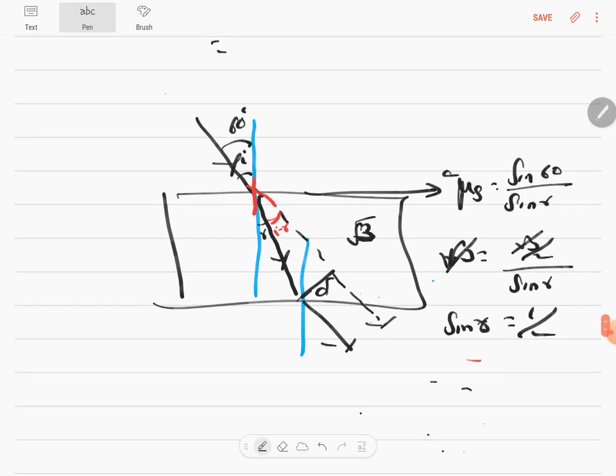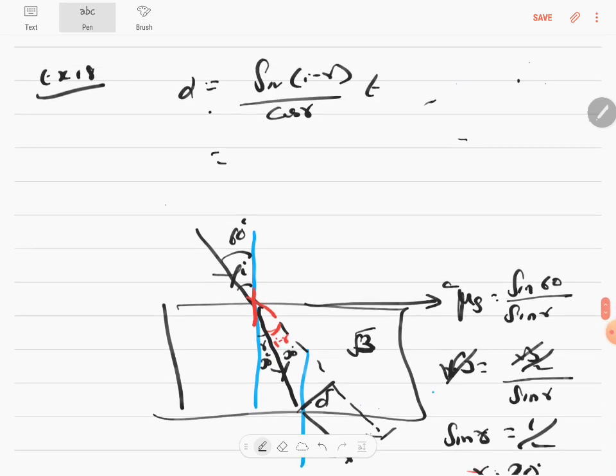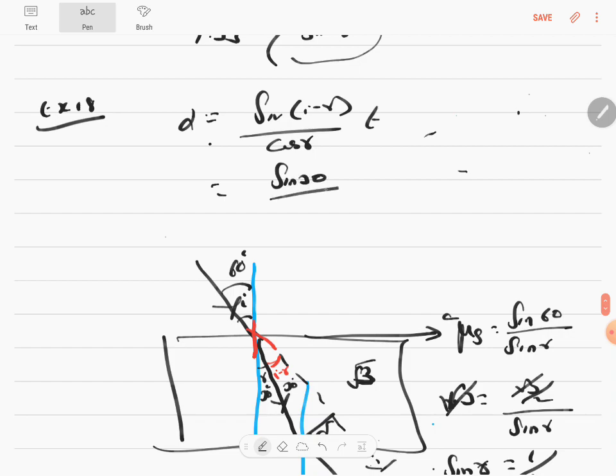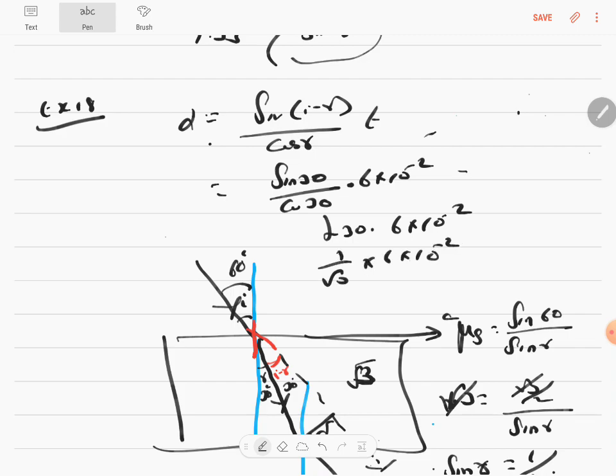Where will sin R be 1 by 2? When R is equal to 30 degree. Therefore you know this is 30 degree. This is 60, and therefore I minus R is 30 degree. So sin 30 by cos 30 into thickness of the glass slab, which is given in the question to be 6 cm. So 6 into 10 to the power minus 2. This is tan 30 into 6 into 10 to the power minus 2. What is tan 30's value? Tan 30 is 1 by √3 into 6 into 10 to the power minus 2.